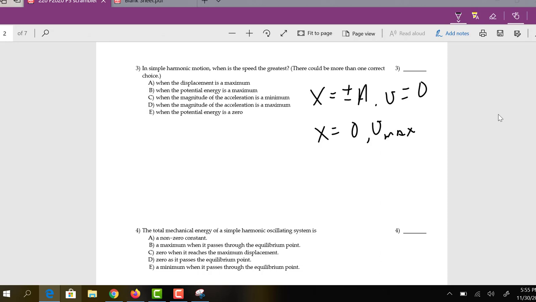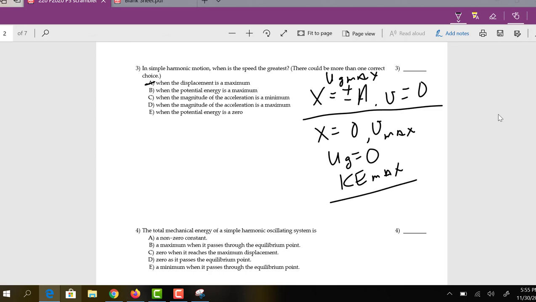When is the speed the greatest? When the displacement is a maximum, so it's definitely not A. That's where the speed's actually 0. When the potential energy is a maximum, this is where the potential energy is a maximum, when you're at the endpoints. So that's not true. This is actually where the potential energy is 0. That's where the kinetic energy is a max. At equilibrium. So it's not this one.